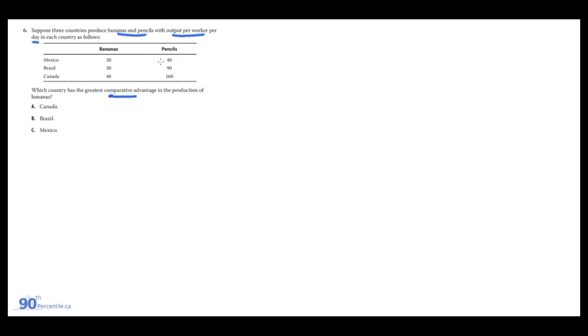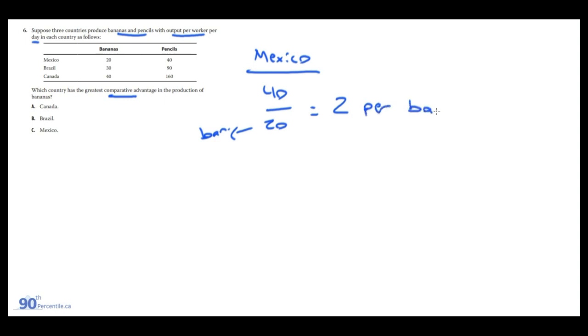So we can just standardize these, or reduce the fractions, to compare them. For Mexico, they can either produce 40 pencils or 20 bananas. So 40 over 20, where the denominator is bananas, so they can produce 2 pencils per banana. Brazil, kind of the same thing. Here we have 90 pencils or 30 bananas, so 90 over 30 equals 3 pencils per banana. And then finally, Canada we can do over here.